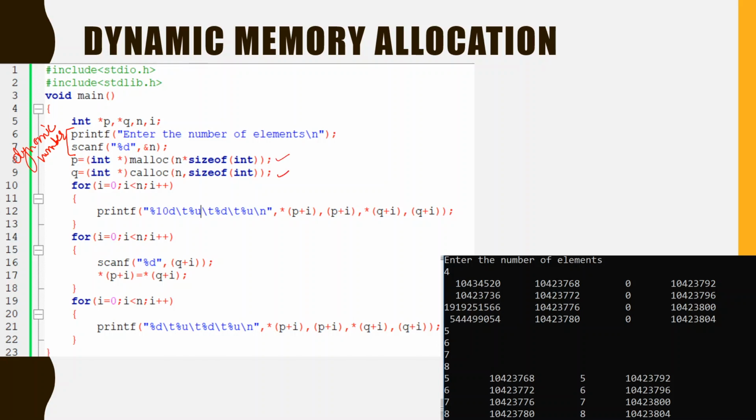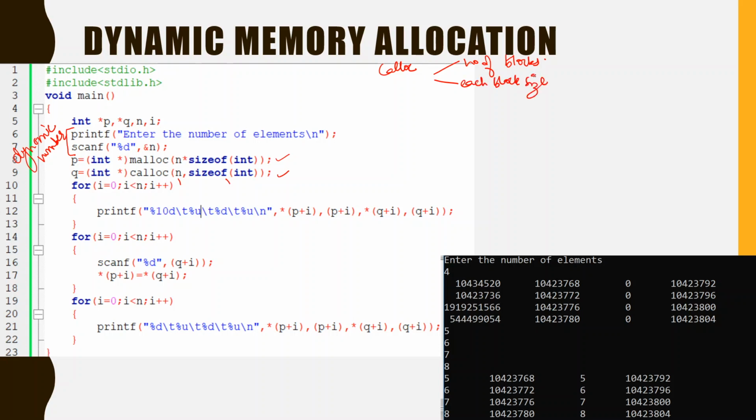Malloc is same as we have done previously. Now calloc has two parameters. Calloc takes two parameters as input. The first parameter is the number of blocks, and the second is each block size.